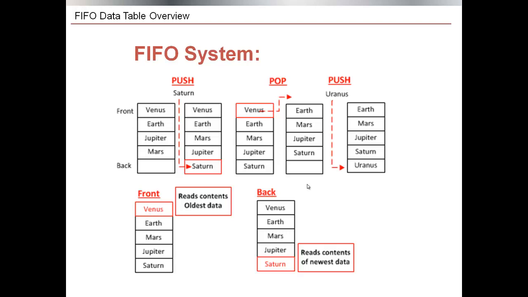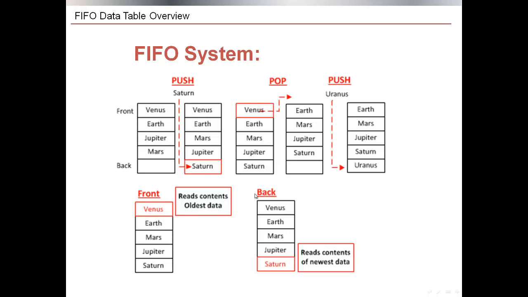Only the information in the front and back rows of the table can be read. When performing a front operation, the information in the front or top of the table will be read out. So in this instance, when the front is performed for this table, the word Venus will be read. This is also the oldest information within the table, since information is written from the back and shifted up towards the front of the table.